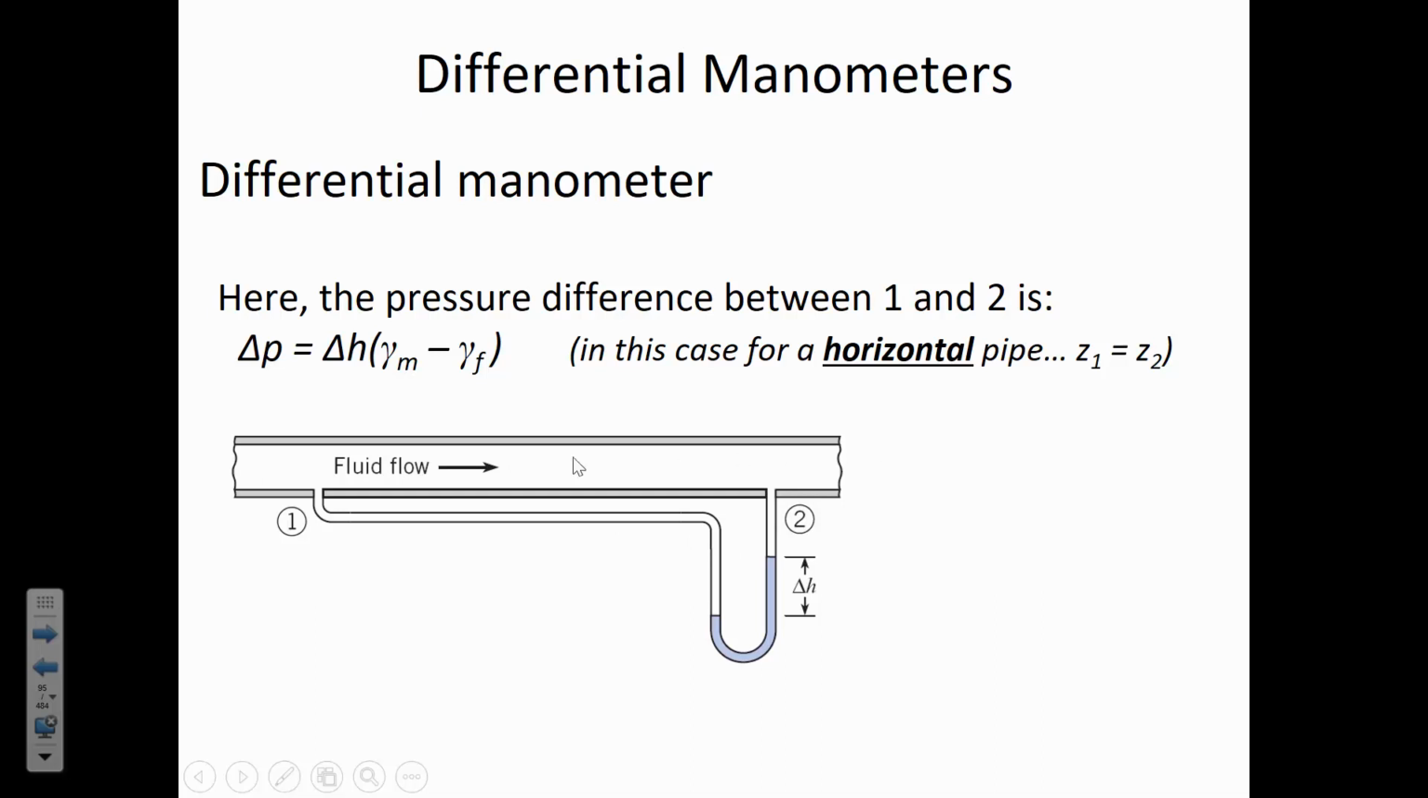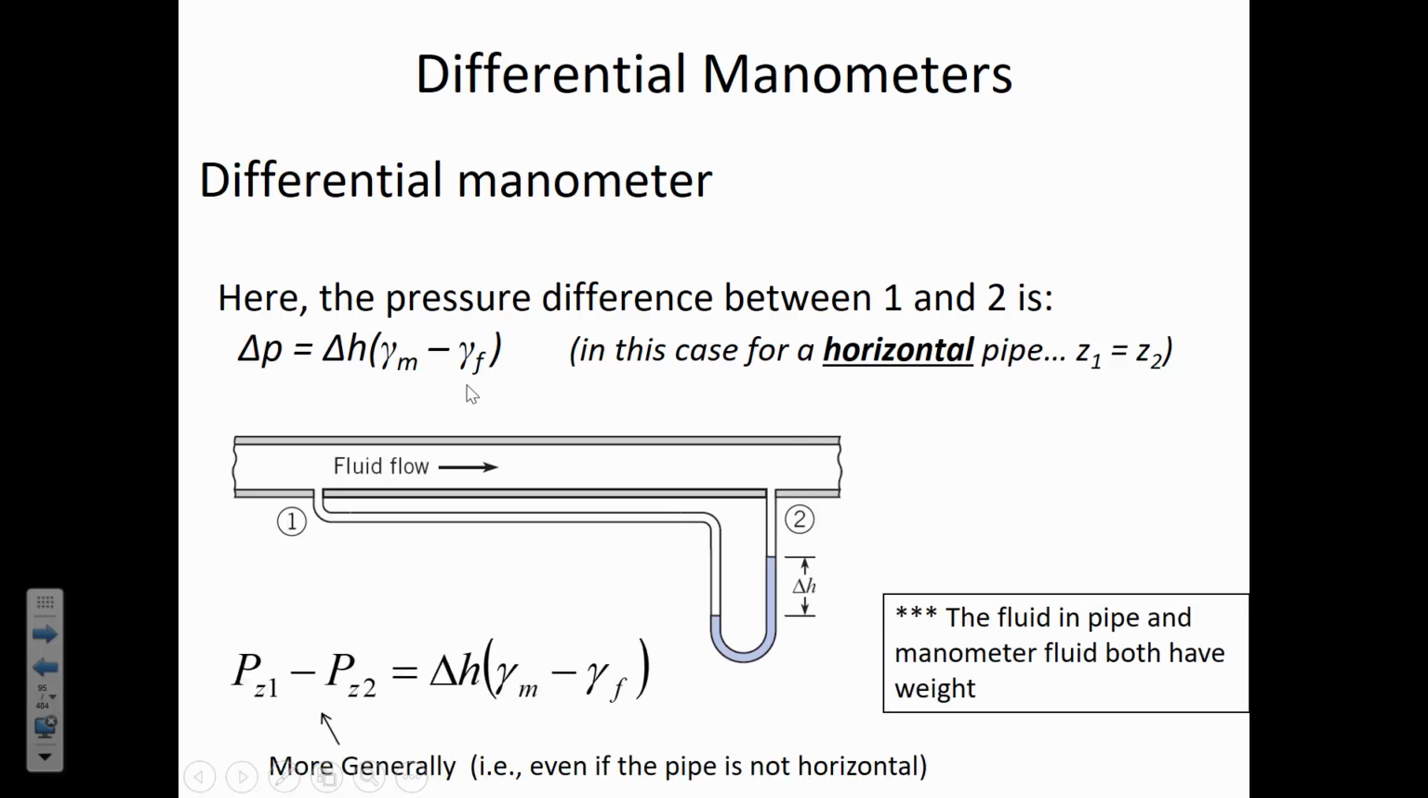And so, water's flowing through the pipe, but water is not flowing through the manometer tube. Inside of this secondary tube, conditions are static. It's in equilibrium because the pressure difference caused that deflection, delta H. So that's a horizontal pipe. Sometimes they'll be horizontal, sometimes they won't. If a pipe isn't horizontal, then this is the equation that will apply for a differential manometer.